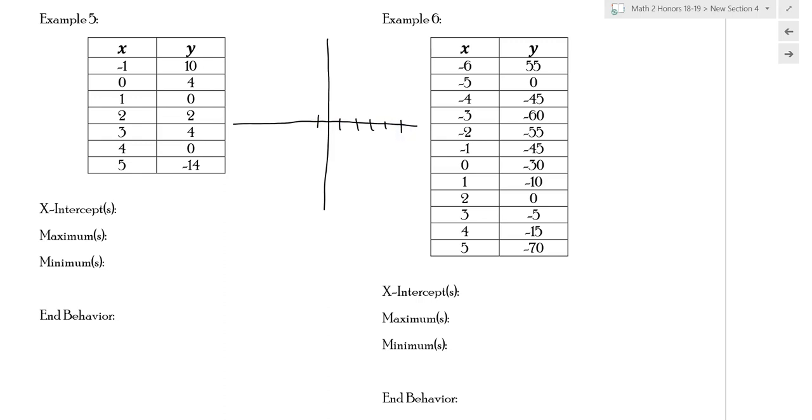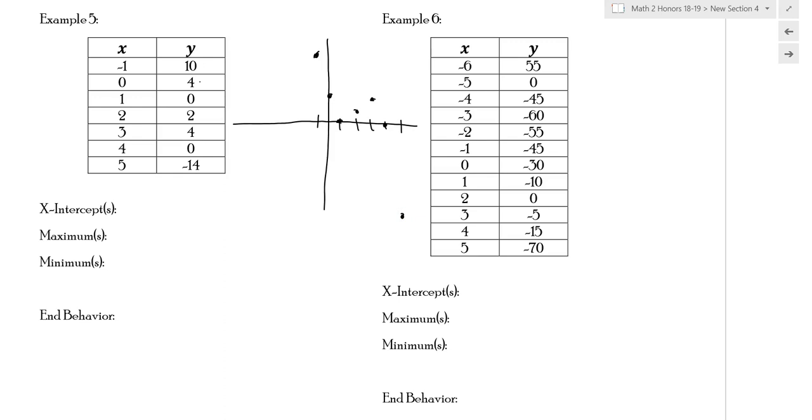All right. So we start at negative 1, 10, so I'm going to put that up here. And then 0, 4, that seems to be about there. 1, 0, 2, 2, so this was 4, this was 0, so 2 is going to be about there. 3, 4, 4, 0, and 5, negative 14. So I'm going to drop all the way down.